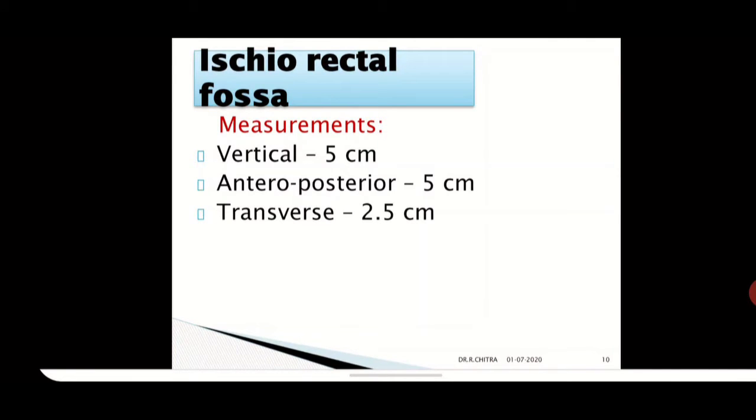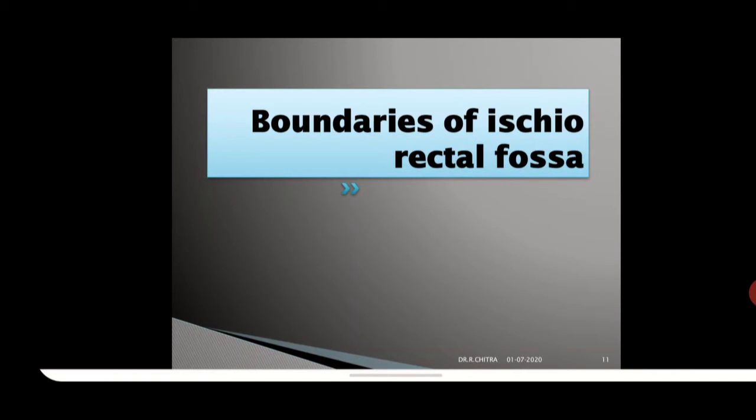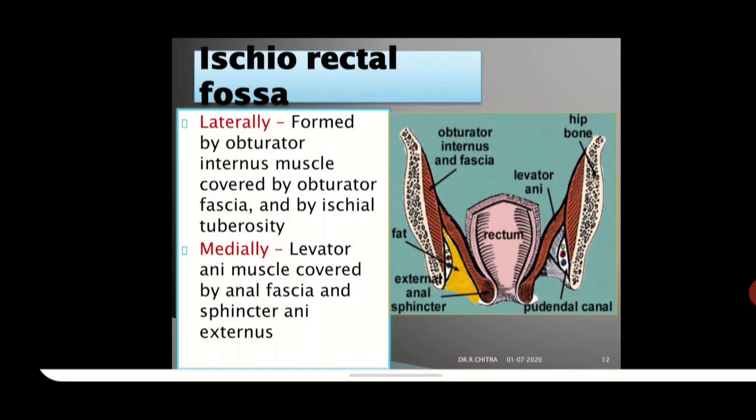Measurements: vertical 5 cm, anteroposterior 5 cm, transverse 2.5 cm. What are the boundaries of this ischiorectal fossa? Same diagram. Laterally you see the obturator internus muscle covered by the obturator fascia. That is also the ischial tuberosity. Medially, the medial wall is sloping, the lateral wall is vertical. Medially, the levator ani muscle. That levator ani is covered by the anal fascia and by the sphincter ani externus muscle.